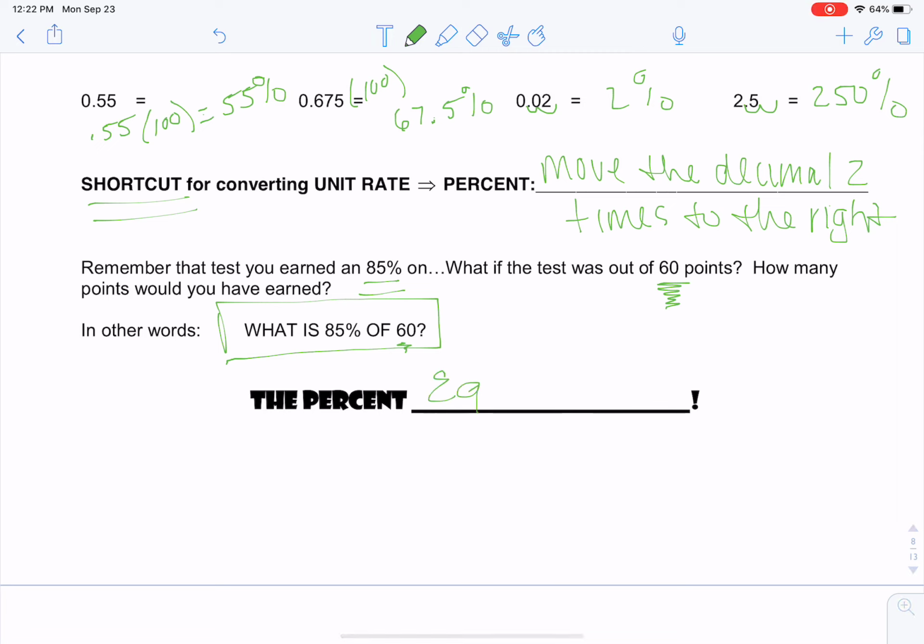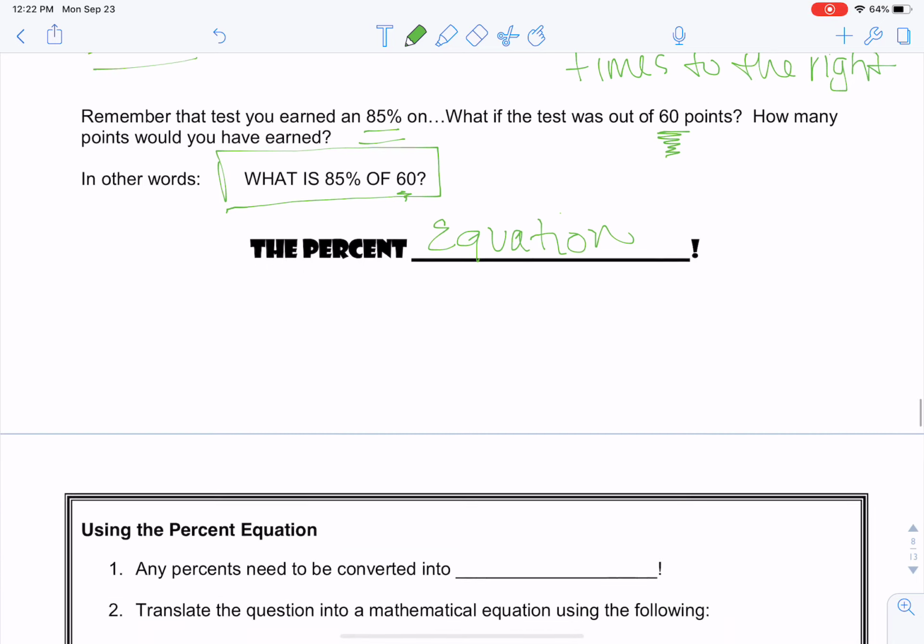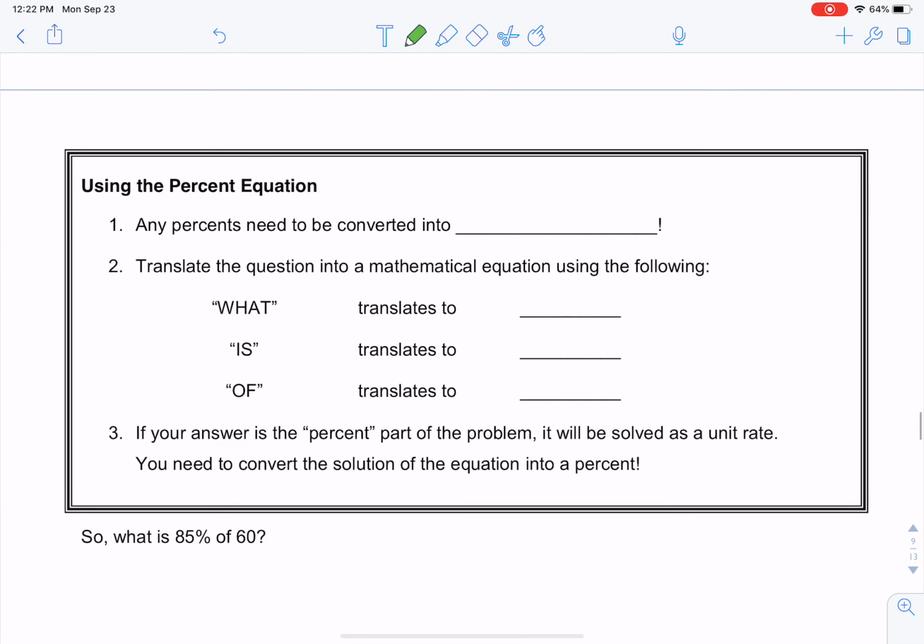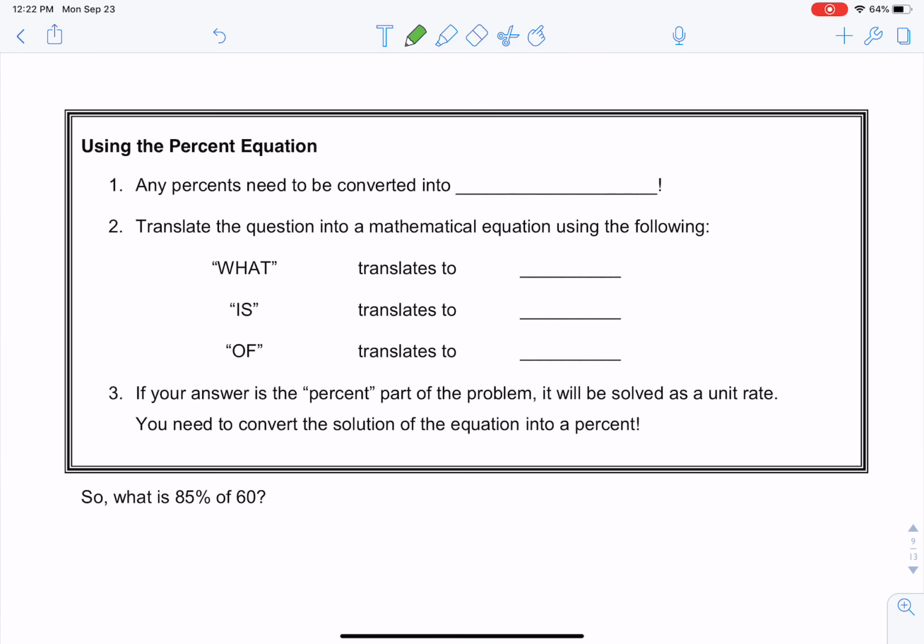That's when we're going to need this percent equation. Okay, now that we know how to convert, let's talk about how we actually solve these percent problems. All right, so the next page. Anytime you're solving a legit percent problem, the reason we just practiced converting is because anytime you're given a percent, you need to convert it into a decimal or a unit rate.